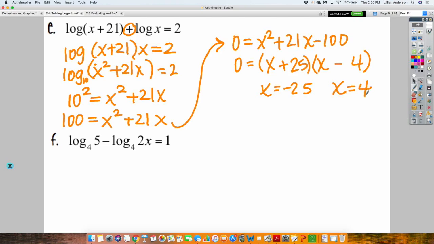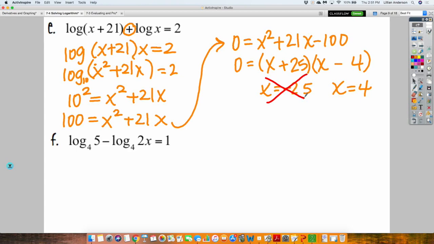You got to make sure that you check them, okay? So, can they both be right or one of them be extraneous? They could both be right, yes. One could be extraneous. They both could be extraneous. So you want to check both. When I plug negative 25 in, this becomes negative 25 plus 21. What's that? So I have a log of negative 4. Can I have that? No. So this one's out. Let's plug in 4.